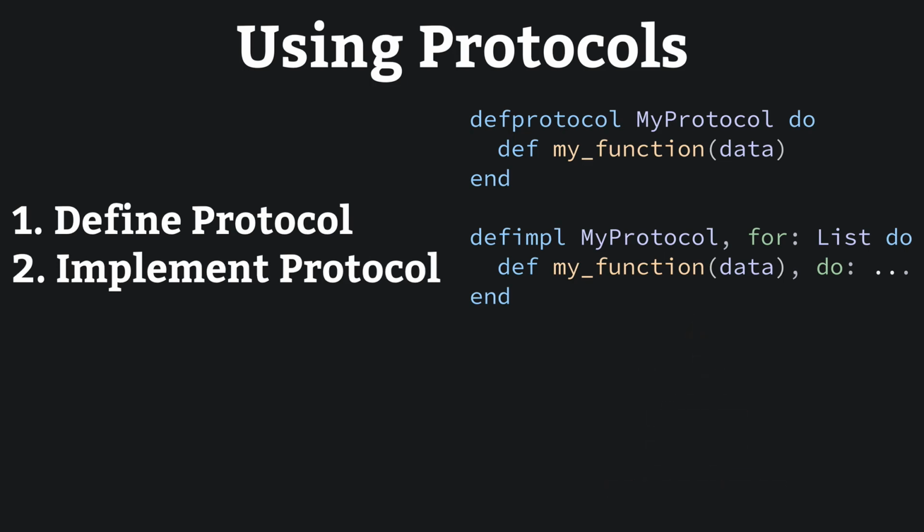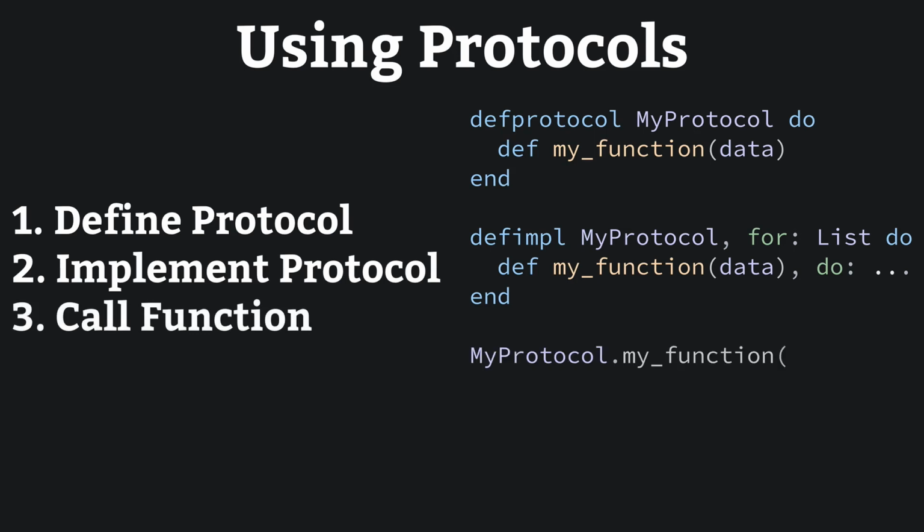Now, once you've got a protocol and at least one implementation, you can call the function by typing the protocol name dot whatever the function name is, and you can pass in the required parameters. Okay, the mechanics of creating and implementing and using protocols isn't too hard to understand, but the benefits of using them might still seem a bit fuzzy, but hang with me and I'll try to clear things up.